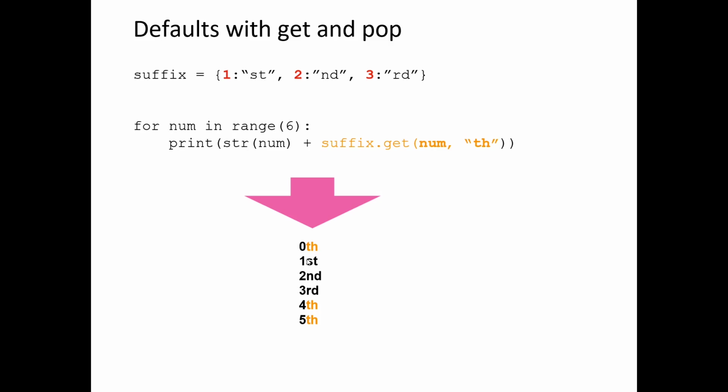We'll get 0th. It's going to use the orange default value for the TH there. First, it's going to look up and know that when it's a 1, I need the ST. The second, I need the ND to make second, third, and then from there on, it's 4th, 5th. All of them have TH.